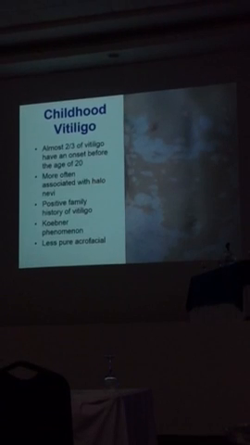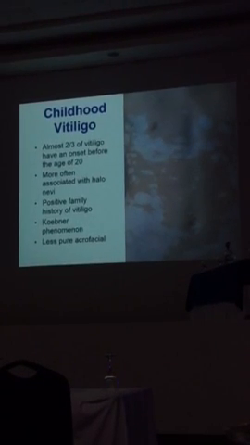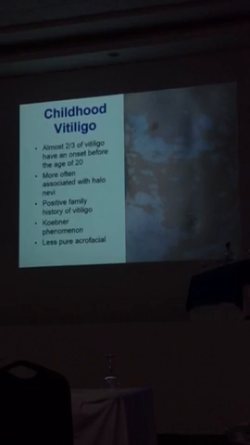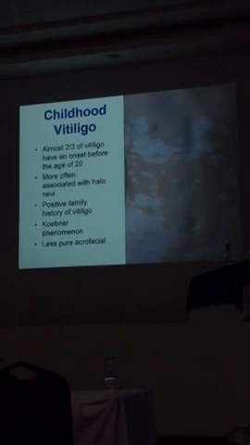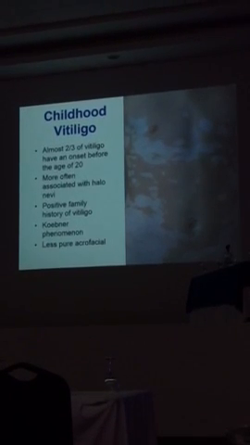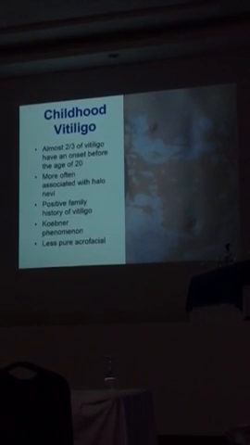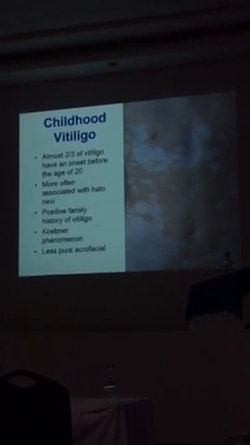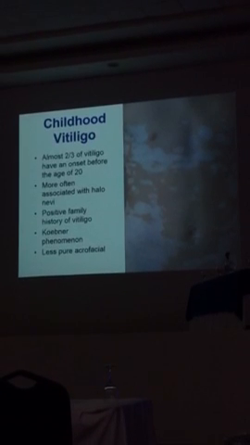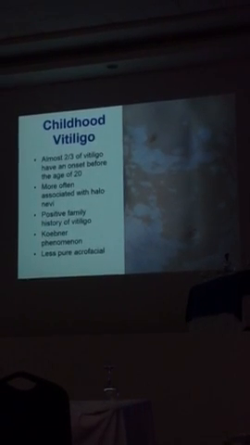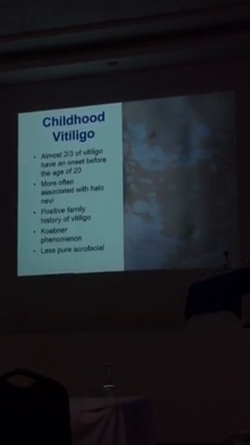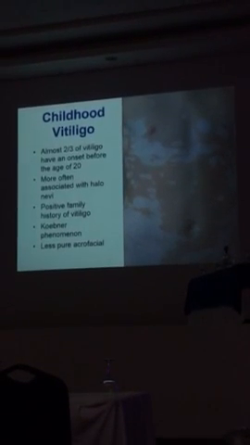So childhood vitiligo diagnosis. Almost 2/3 of vitiligo cases have an onset before the age of 20, so it's not so rare. It is more often associated with halo nevi when you look at a patient who begins their vitiligo in childhood. Positive family history of vitiligo has been associated with this type. Koebner phenomenon is common, and we have less pure acrofacial vitiligo in this type. Usually it is more generalized vitiligo than acrofacial vitiligo.